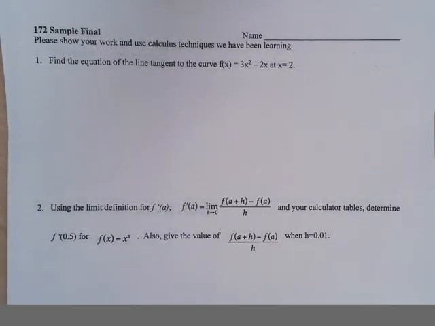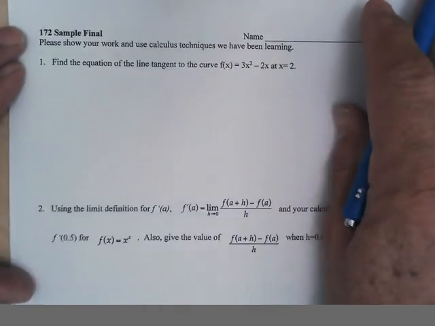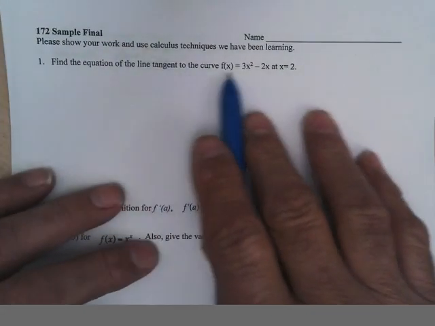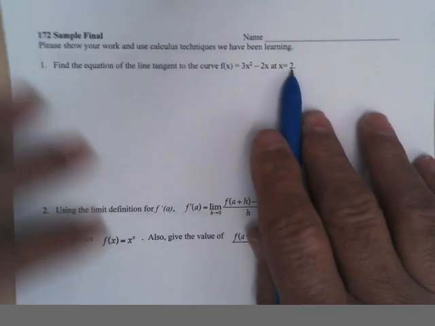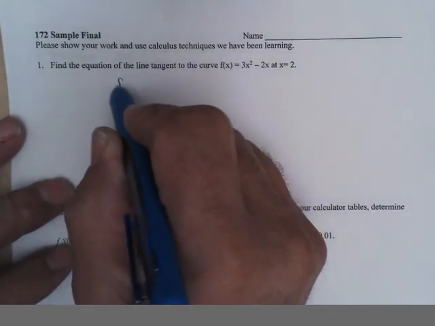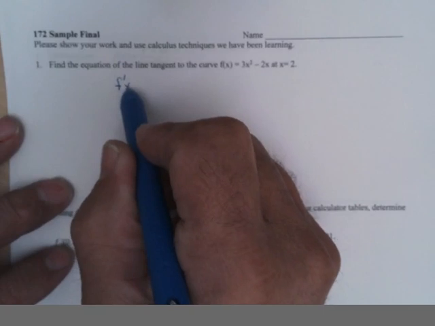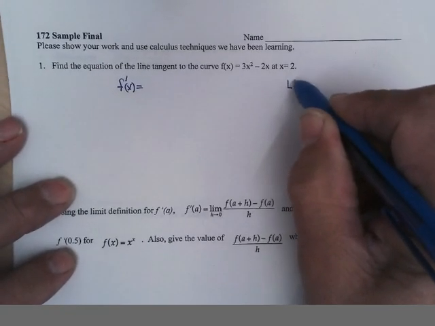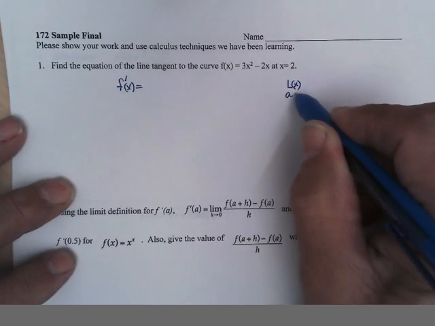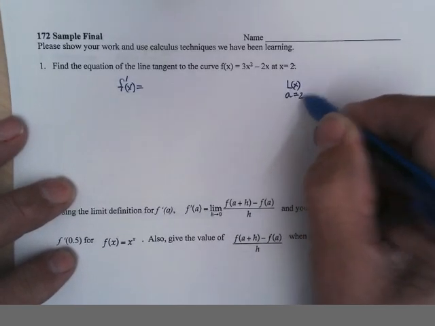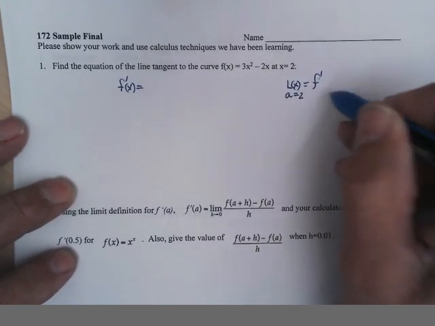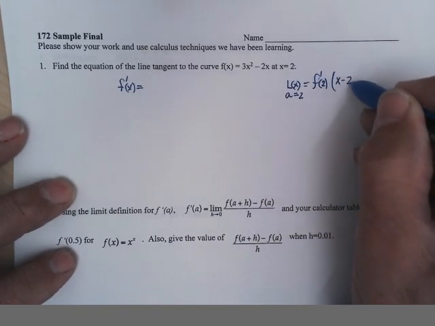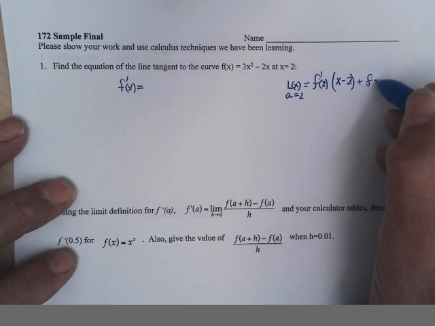Let's take a look at the CAC 172 sample final here. Find the equation of the line tangent to this curve at x equals 2. So, first of all, we need to find f prime of x, because the equation of the tangent line says that at some place a, which happens to be 2 in this case, is f prime, the slope at 2, times x minus 2 plus f of 2.